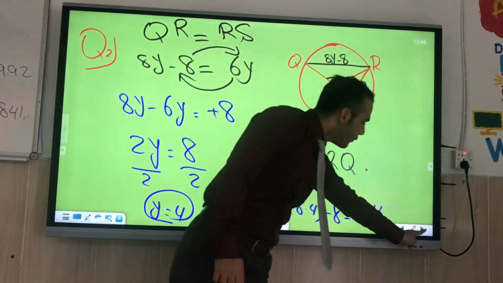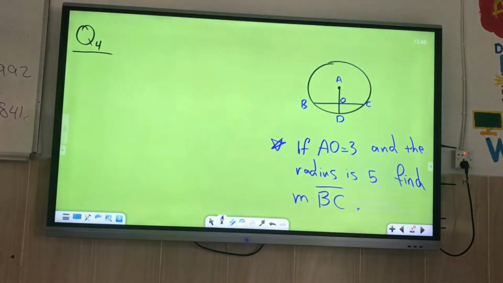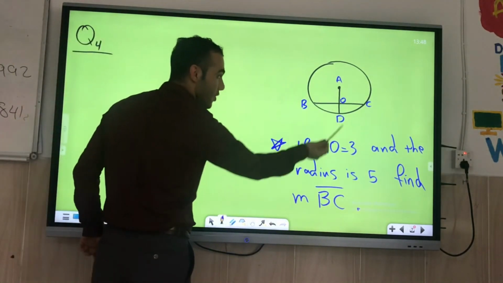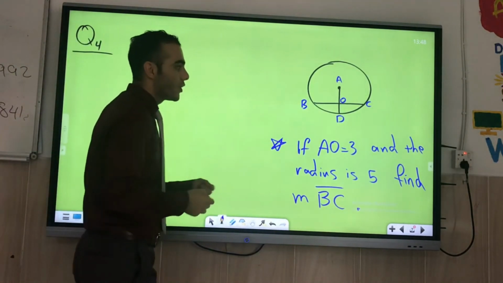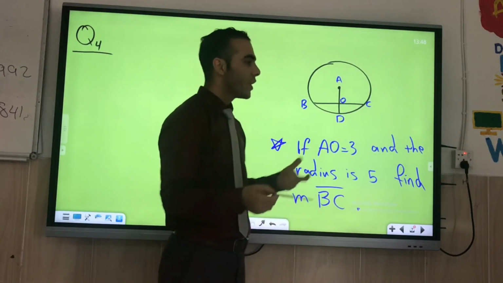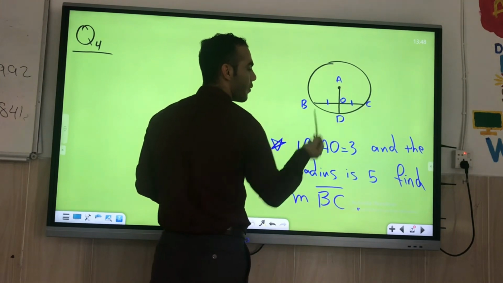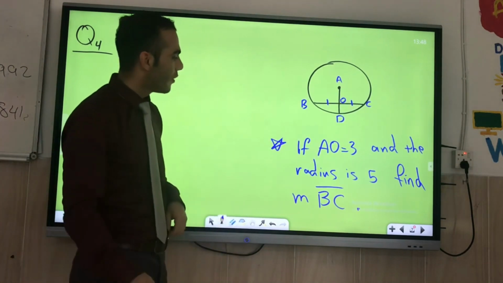Next question. Let's see what kind of question. Okay, there is one more question regarding that matter. Right here we have a radius which is perpendicular to this chord. Remember we said if it is perpendicular, this part is equal to that part. So let's see what the question asks.